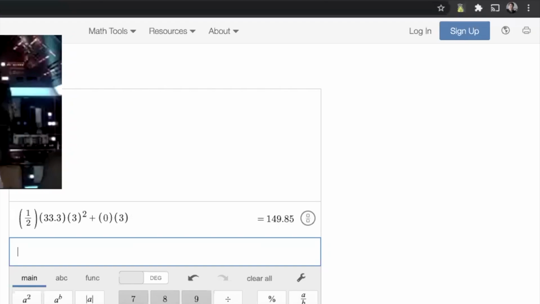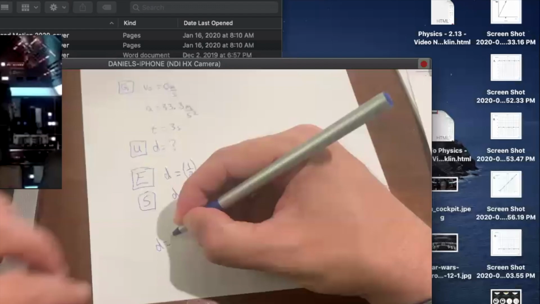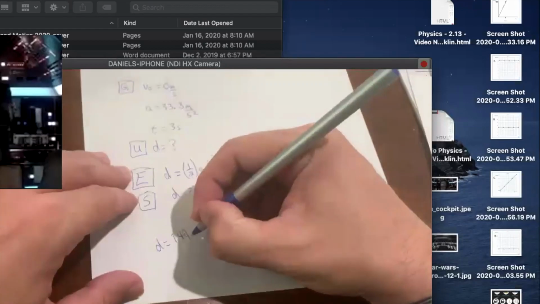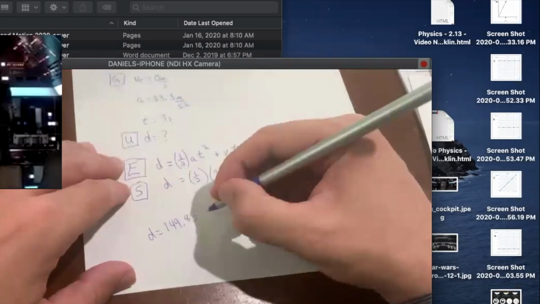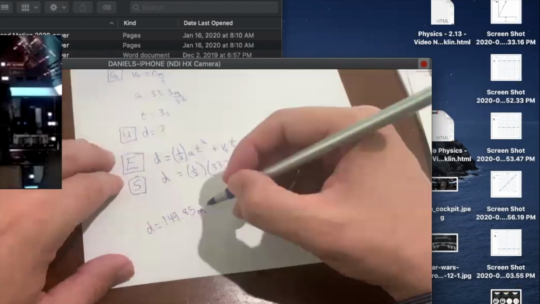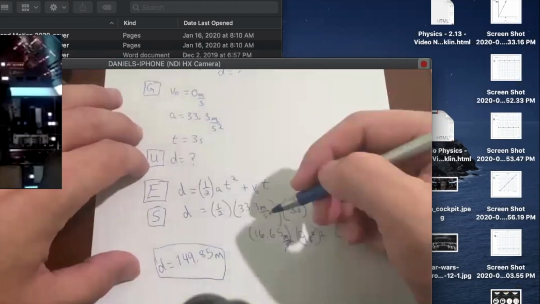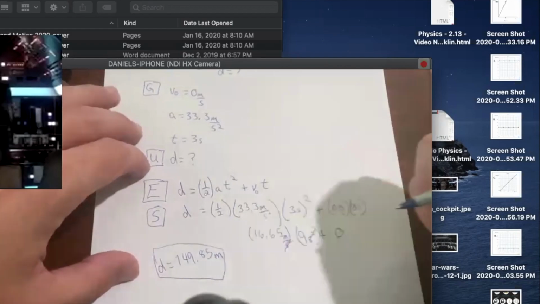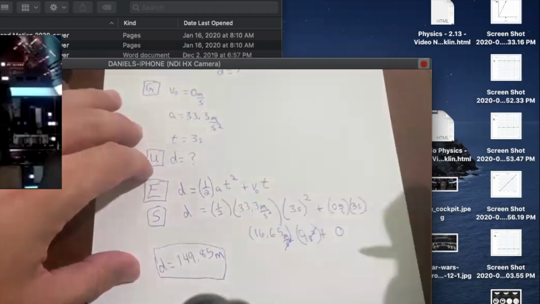And look at what we get for our answer. So our final answer is D equals, here, let's switch back over to this. So our final answer is D equals 149.85 meters, because all our units will cancel out. So seconds squared cancel, and we are left with meters. So this winds up being our answer.